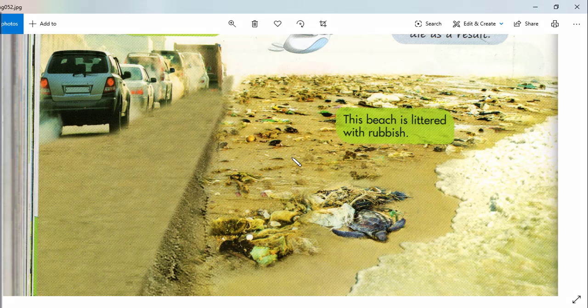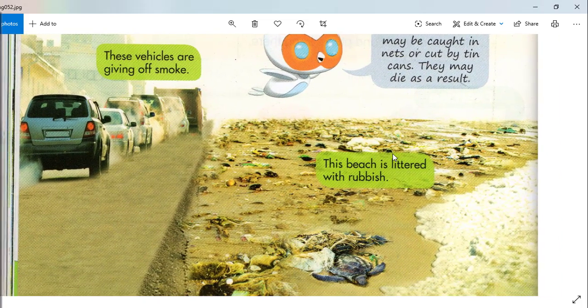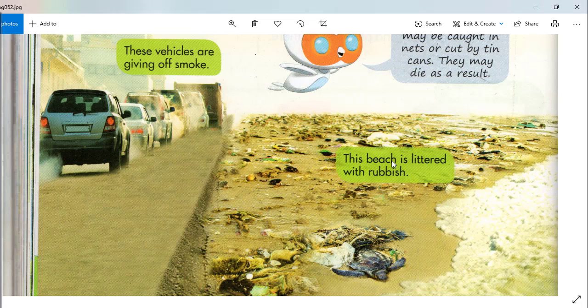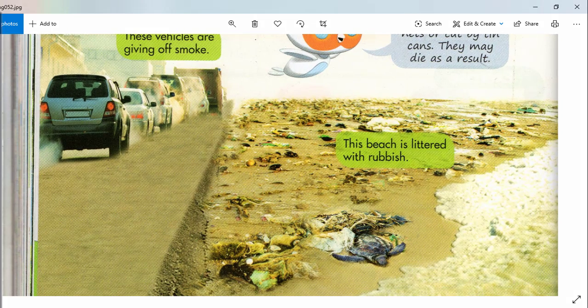So they eat that, and of course, because plastic cannot be chewed, cannot be eaten, it is harmful and poisonous for animals, for living things, because plastic bags are made of chemical things, right? Of course, it is very poisonous for living things. So you can see the picture: this beach is littered with rubbish. So of course, rubbish is really bad.